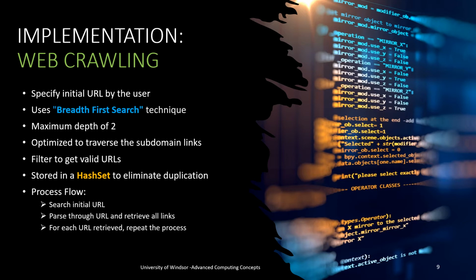Else, when a depth is defined, for example, a depth of 0 would mean just going through the base URL. For our project, we are using a depth of 2, which can be changed based on the level of search we want to perform. Furthermore, we are optimizing our crawler so that only subdomain links are crawled rather than going through links that are not part of the domain.